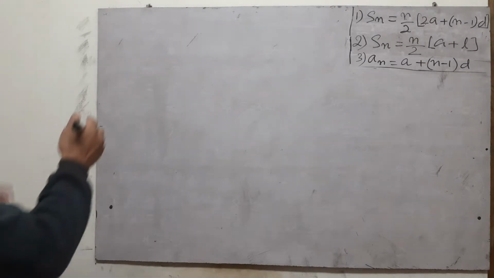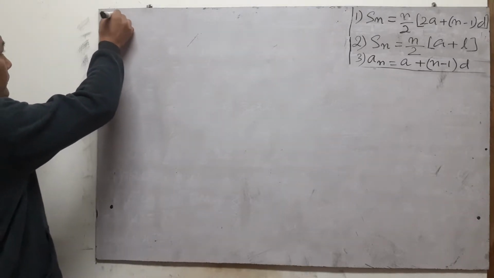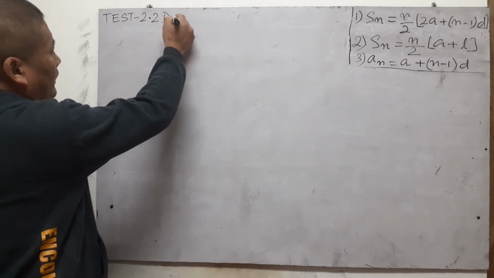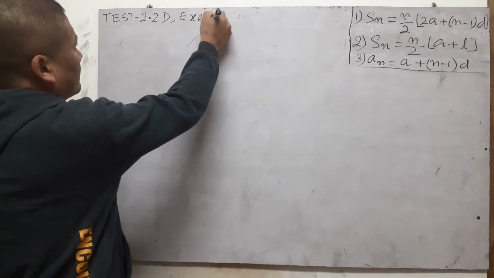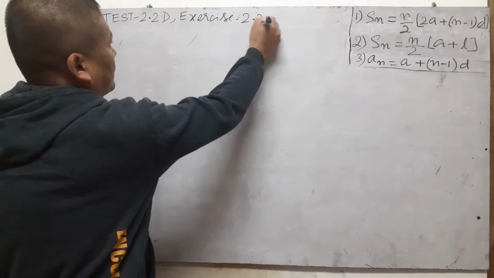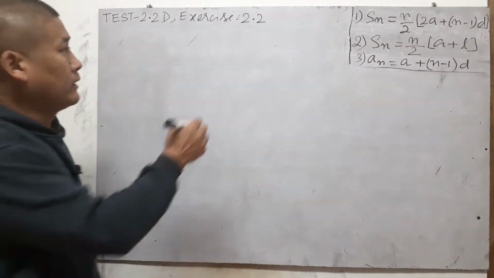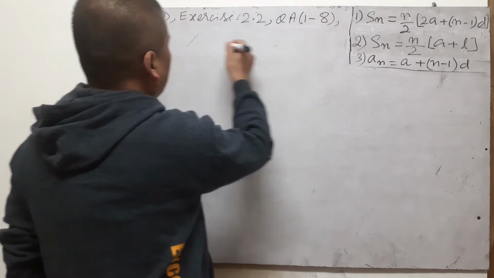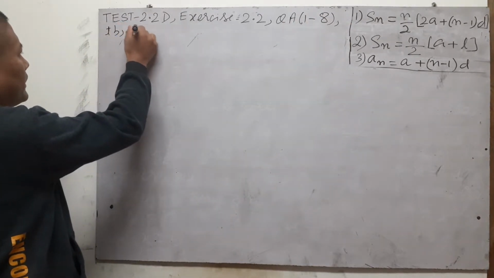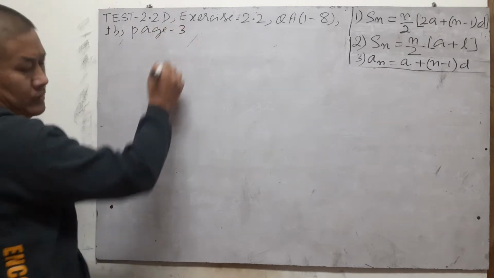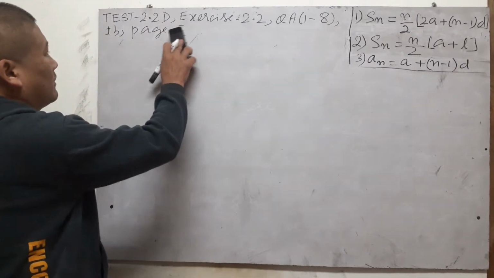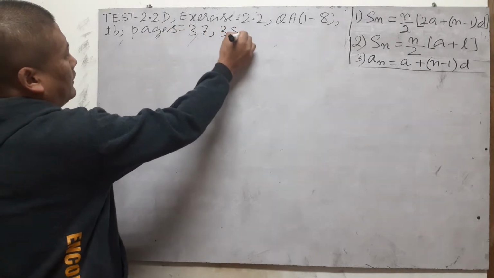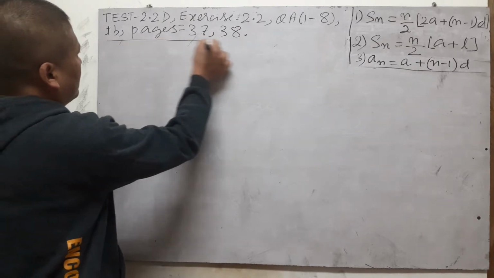Okay, so the next test, read along with me. Test 2.2D, okay. Exercise 2.2. It will cover question A type from 1 to 8. We'll find this on textbook pages rather. 2 pages will be involved, so pages 37, 38. Okay, write it down.